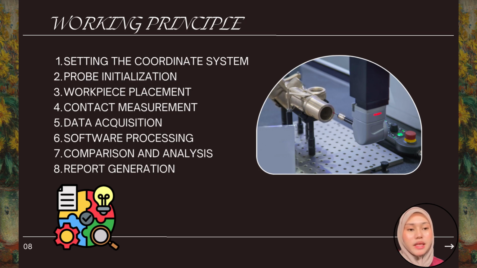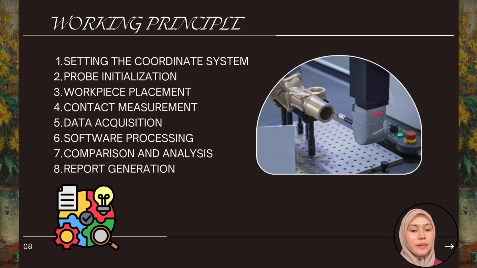The first step is setting up the coordinate system. The coordinate system is the main thing that needs to be done so that the measuring process starts without error. The machine will define the 3 orthogonal axes, which are X, Y and Z. These 3 axes are the movement of the machine to measure the material in 3D form.